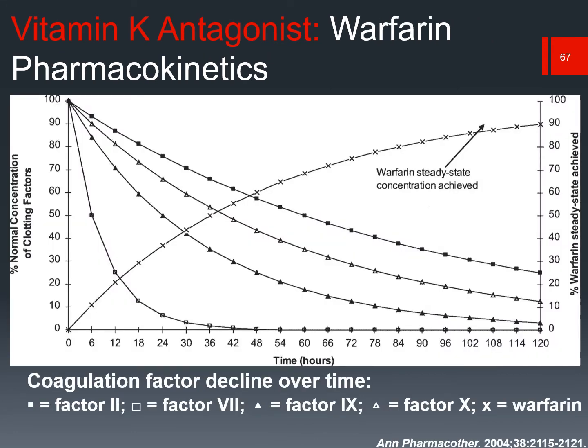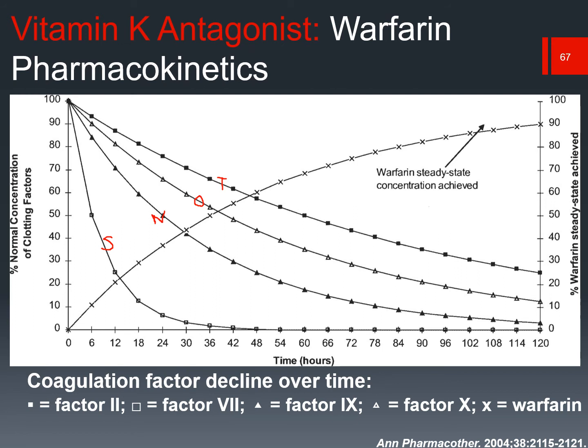So here we have a pictorial image of what we just talked about. We have factor 7, protein C, and protein S all dying off, expiring rather quickly. We have factor 9, so that's the N, expiring shortly thereafter, factor 10 right behind, and then factor 2, or T, lasting for days following initiation of warfarin.